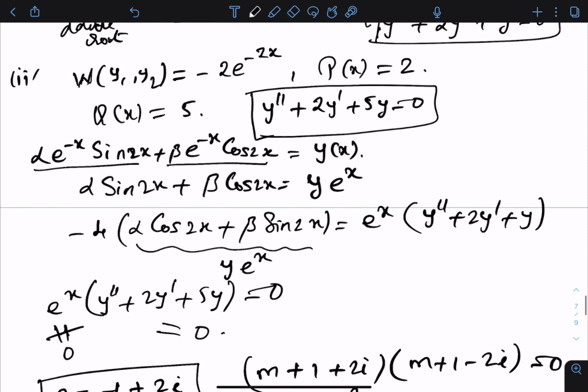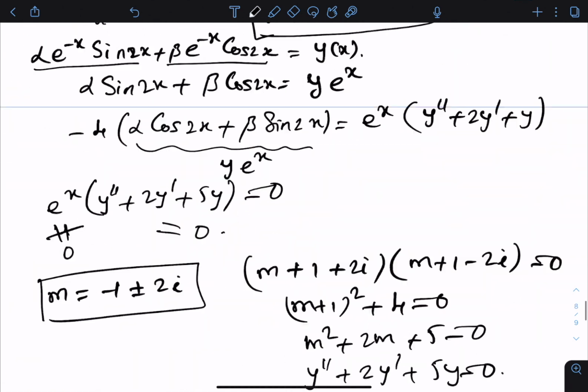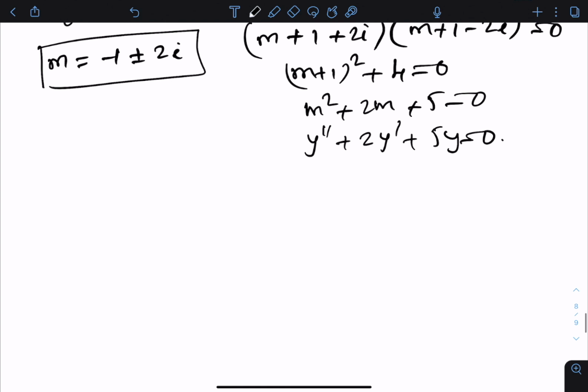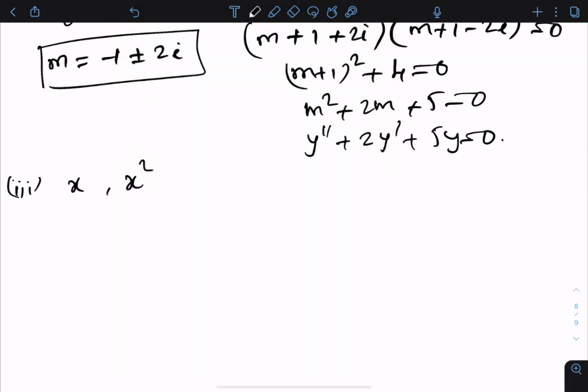Okay, finally the last problem, which is 3: x and x squared plus 1. In the first two examples, both turned out to be constant coefficient ODEs. So let's give an example of x and x squared plus 1. What happens with these two functions? Let's compute the Wronskian of these two. You can also write it like this. I'm just being a bit lazy; otherwise, since the functions are given, you should write the Wronskian like this.